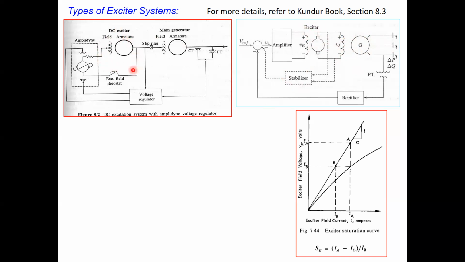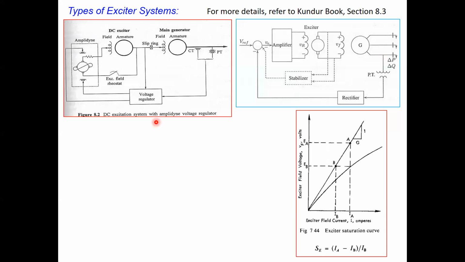In fact, it is a block diagram representation. The armature is shown here, and then the field excitation of this DC exciter comes from the amplifier. You may require a stabilizer circuit here, because that will form the automatic voltage regulator part. With the measurement from the generator terminal, we have some rectification and then feed it over here. That is the block diagram representation for the DC exciter system.